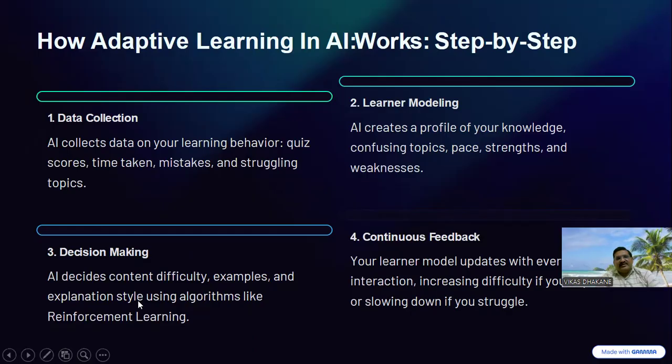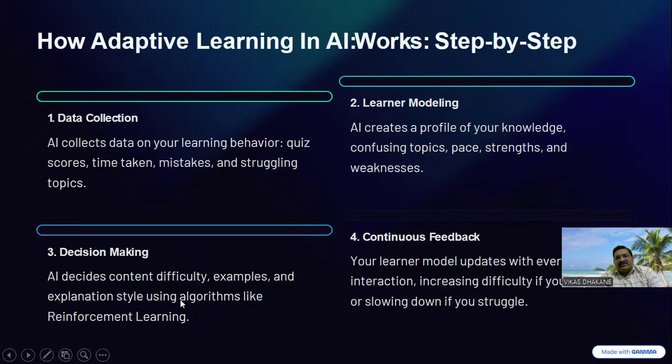Then next is decision modeling. On the basis of the learner model, the AI decides the difficulty of content, examples, and explanation style using algorithms like reinforcement learning, etc. Now, after having all your information, the AI system decides what kind of question you would be able to solve at the next level.